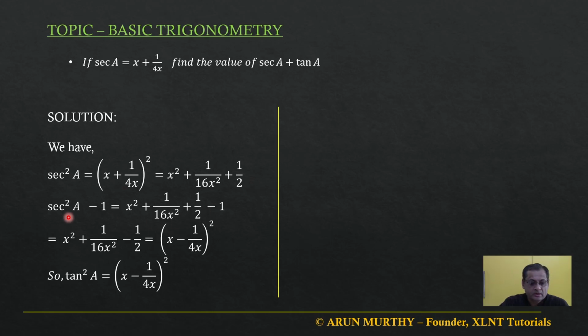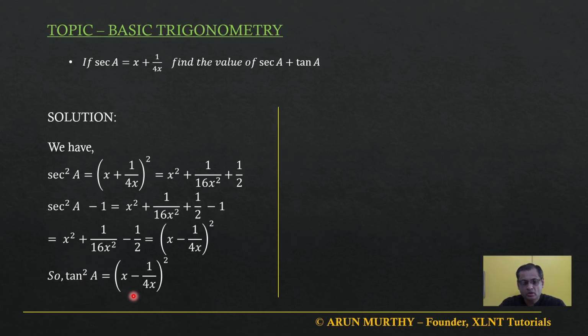Now let's find secant square A minus 1, because that is going to be equal to tan square A. Secant square minus 1 is, here you will get x square plus 1 over 16x square plus half minus 1. Now half minus 1 is minus half. So that becomes x square plus 1 over 16x square minus half. Now if you rewrite this in terms of the a minus b whole square identity, this becomes x minus 1 over 4x the whole square. So since secant square A minus 1 is tan square A, tan square A becomes x minus 1 over 4x the whole square.